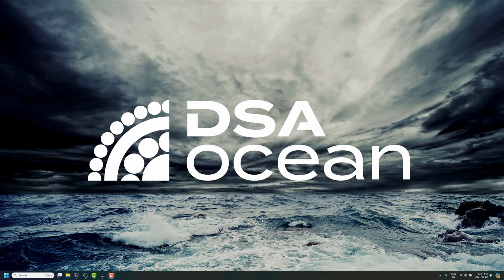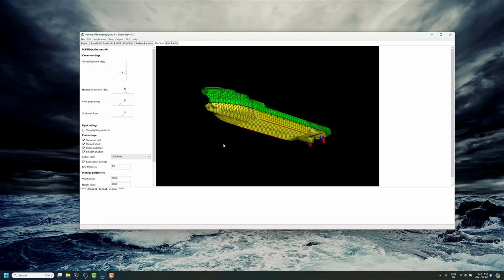Hi, I'm Ryan Nickel, CTO at DSA Ocean, and today I want to talk about encounter frequencies in the Shipmo3D toolset. For this example, we're going to use the generic offshore supply vessel to talk about this in a little bit more detail.